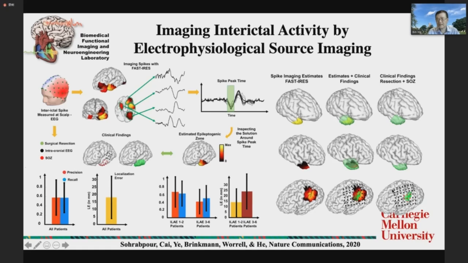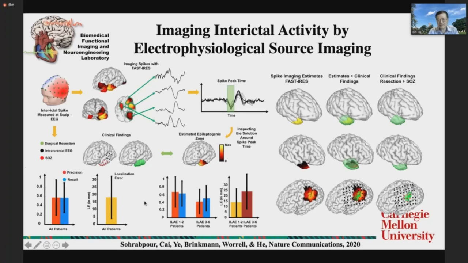The right column shows clinical ground truth. The middle column shows the overlapping of both. For example, in this case, the dark brown and reddish color shows source imaging, and this light green shows the surgical resection. And here this is the seizure onset zone identified by invasive EEG, and this is the non-invasive source imaging result.